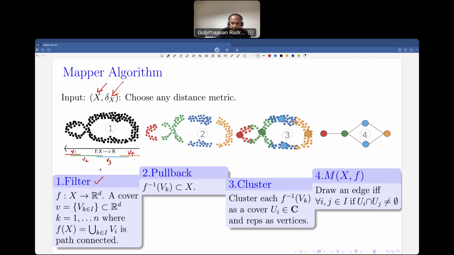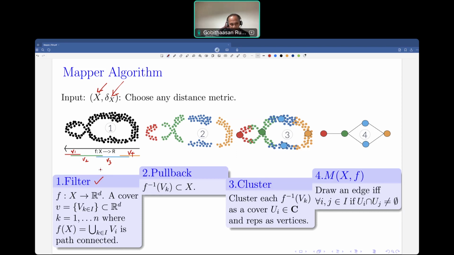is to create a filter. Again, as I said, you need to know your data to a certain level. This Mapper algorithm can be classified as semi-supervised machine learning, where you need to know about the data to a certain level. So you get to choose a proper filter in such a way that you get to elucidate the structure of the data.